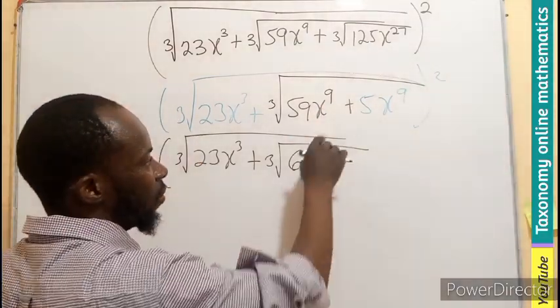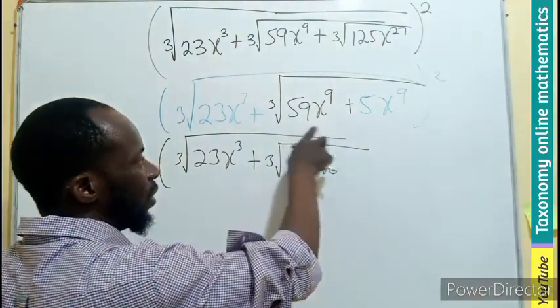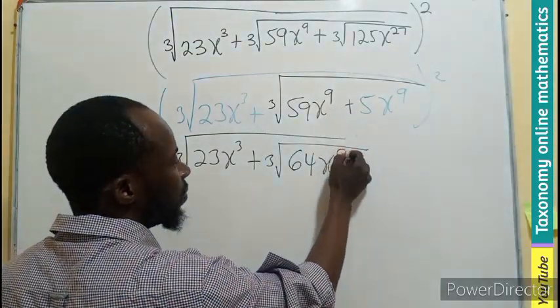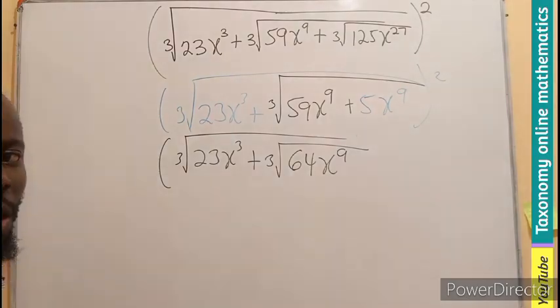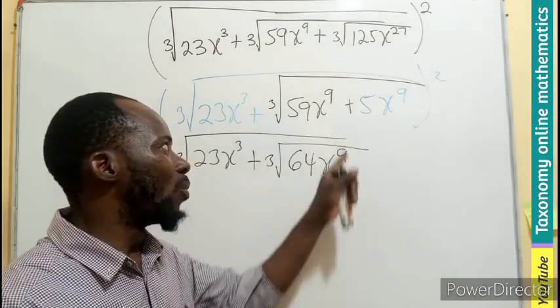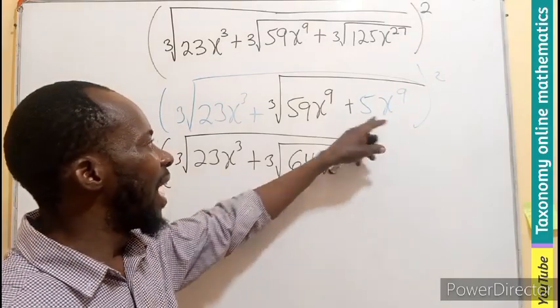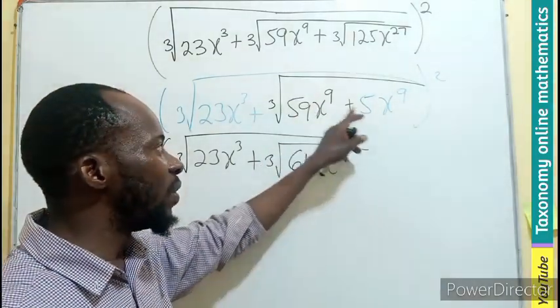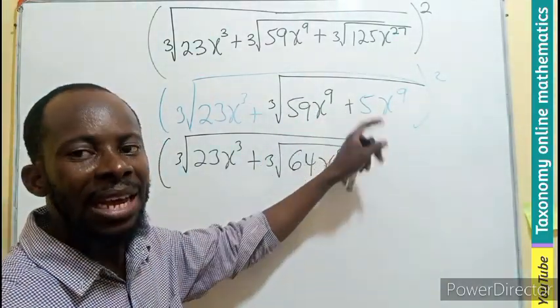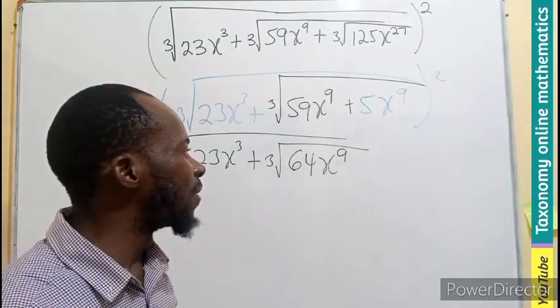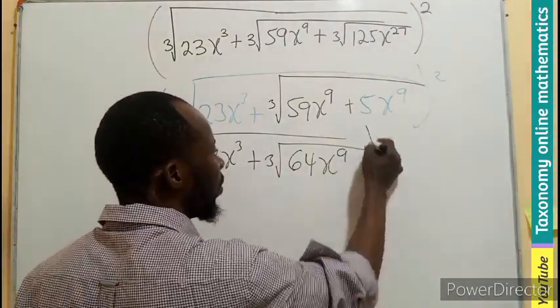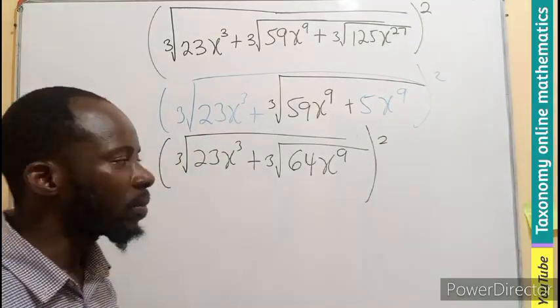Don't forget, the addition means we add only the coefficients, so that gives rise to only the 64. We are not going to add the exponent because we are not multiplying. They are adding, so this is an algebraic expression. They are like terms, we pick the coefficients and add them together, and they bring back the x exponent 9, still to the power 2.